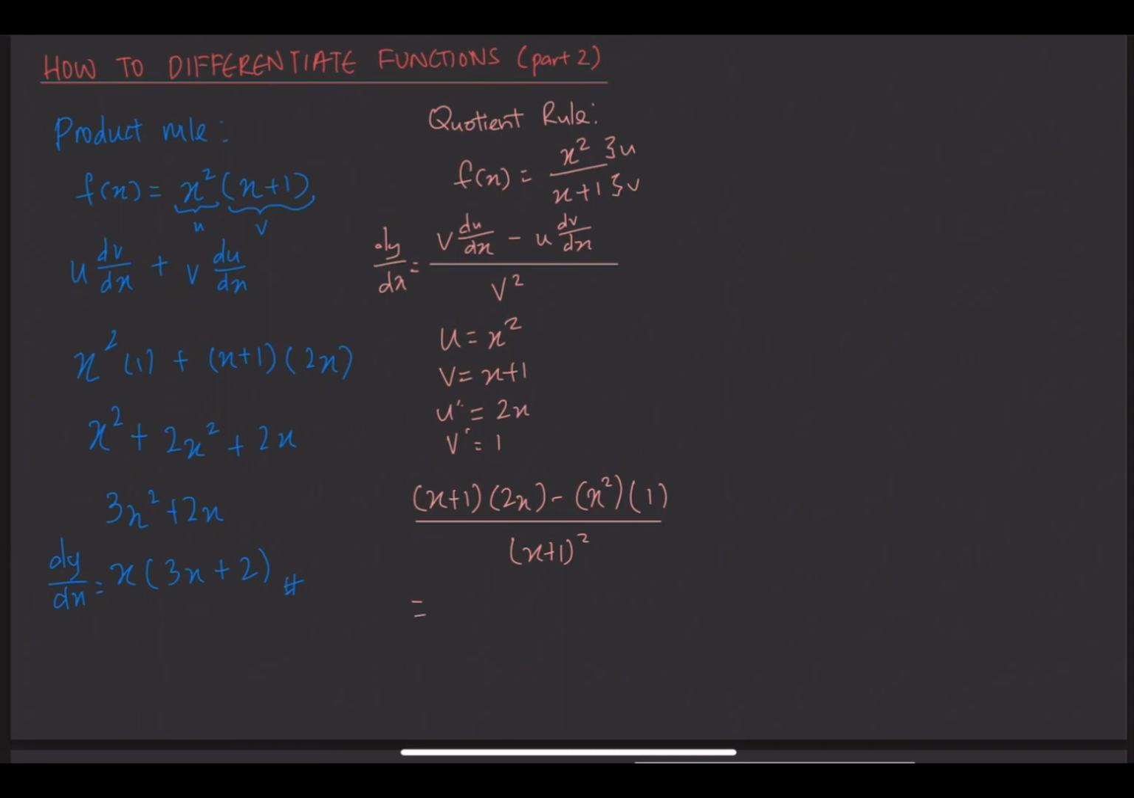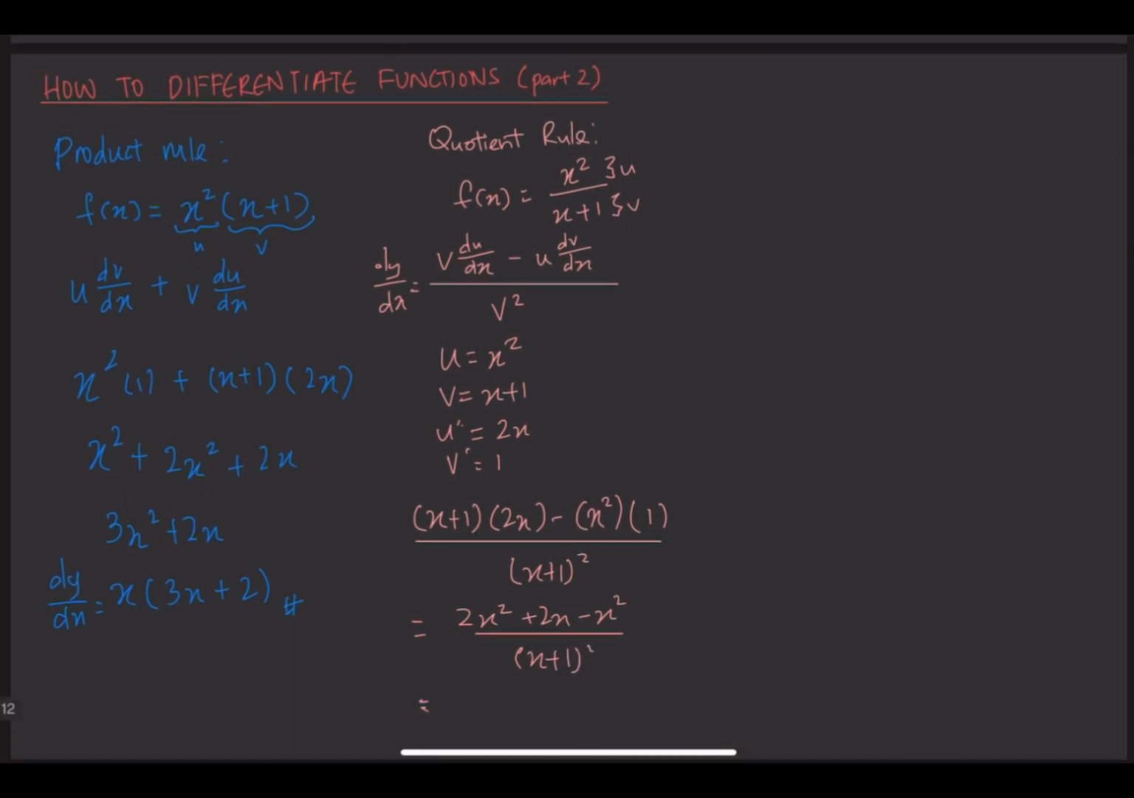Now what does this give us? We can simplify 2x squared plus 2x minus x squared over x plus 1 squared, which equals x squared plus 2x divided by x plus 1 squared. This can be further simplified by factoring out x: x(x plus 2) over x plus 1 squared. And that's it. This is your dy dx.